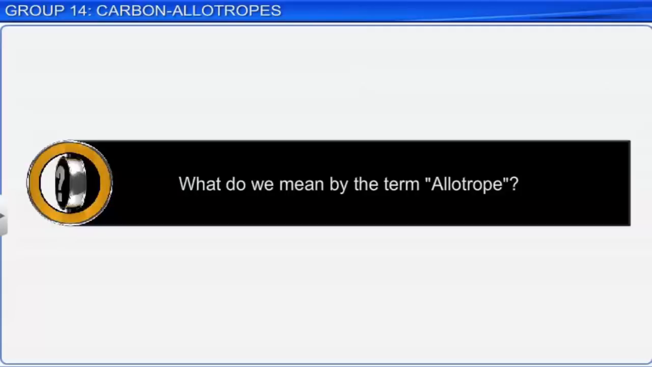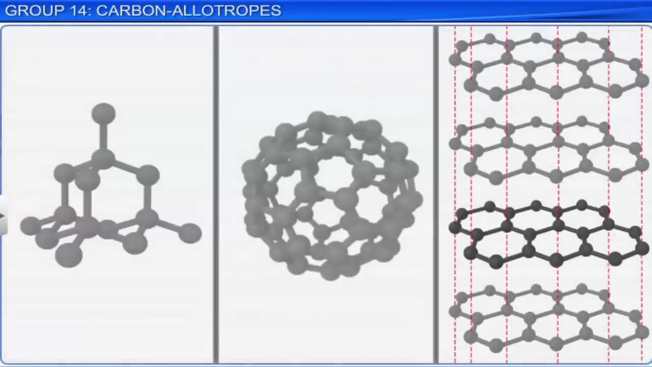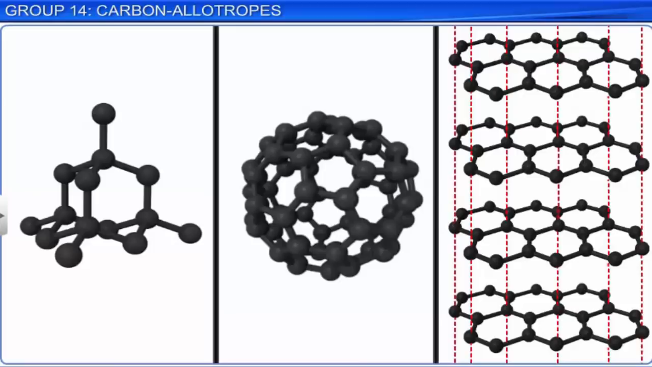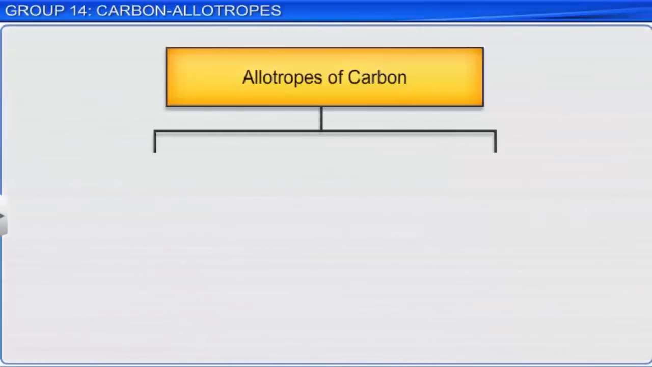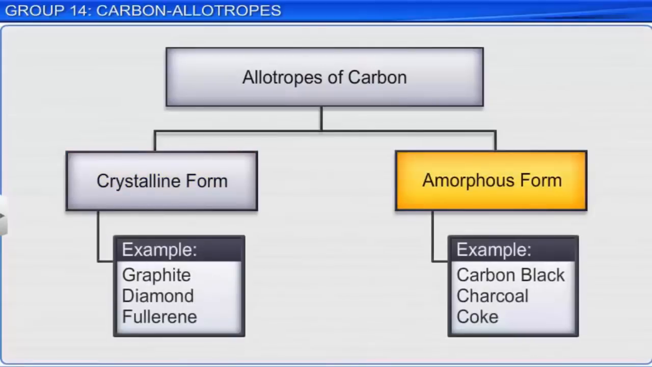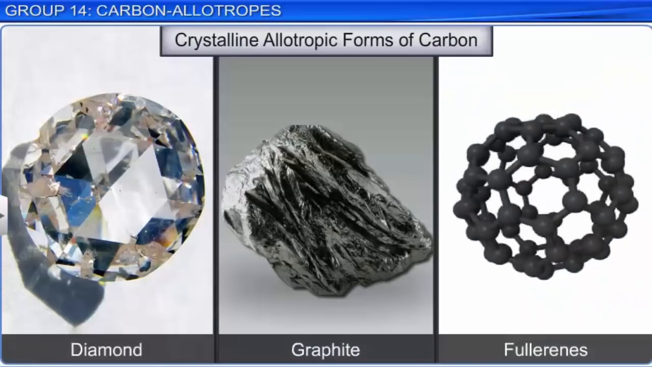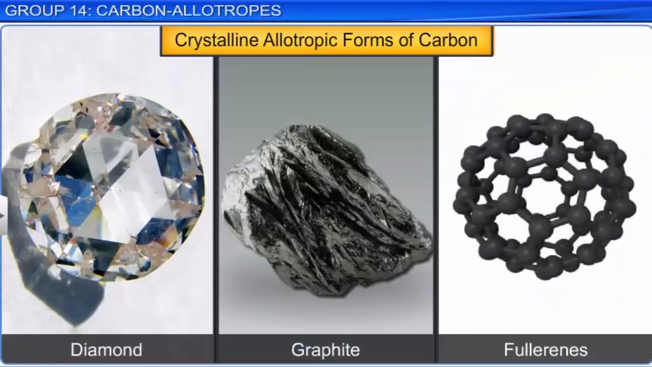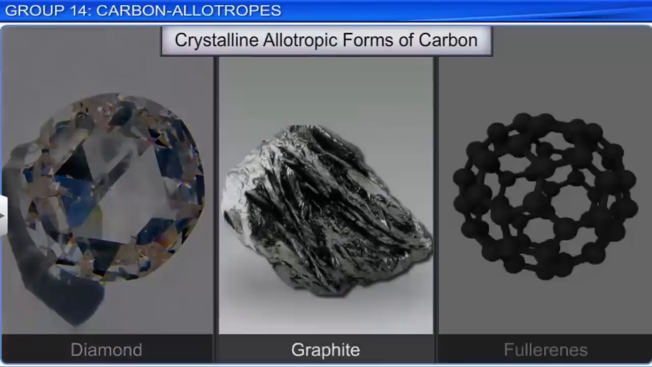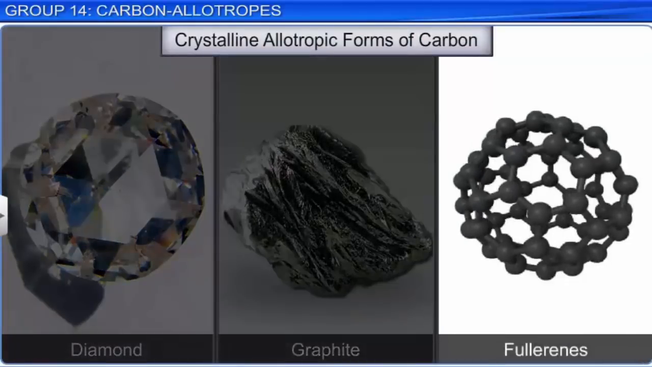What do we mean by the term allotrope? Allotropes are different forms of an element which have different physical properties but identical chemical properties. Different allotropes of the same element have different arrangements of the atoms. Carbon exists in both crystalline as well as amorphous forms. There are 3 important crystalline allotropic forms of carbon: diamond, graphite, and fullerenes.